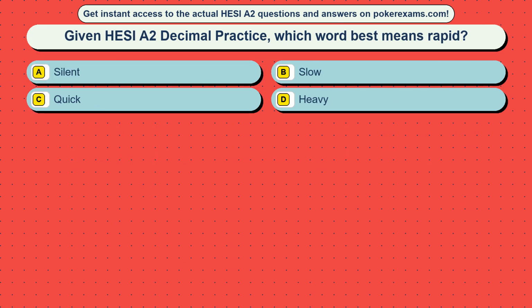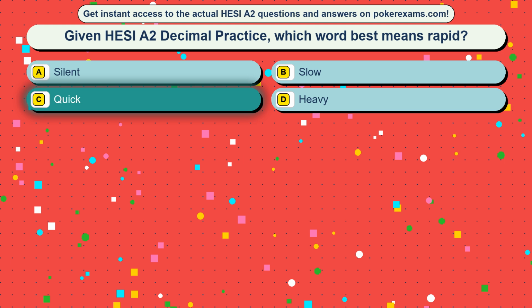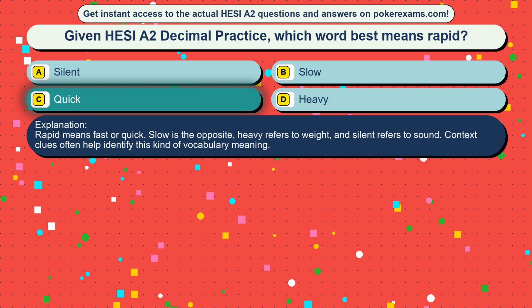Question 8. Given HESI A2 Decimal Practice, which word best means rapid? Option A silent. Option B slow. Option C quick. Option D heavy. The correct answer is option C, quick. Rapid means fast or quick. Slow is the opposite, heavy refers to weight, and silent refers to sound. Context clues often help identify this kind of vocabulary meaning.